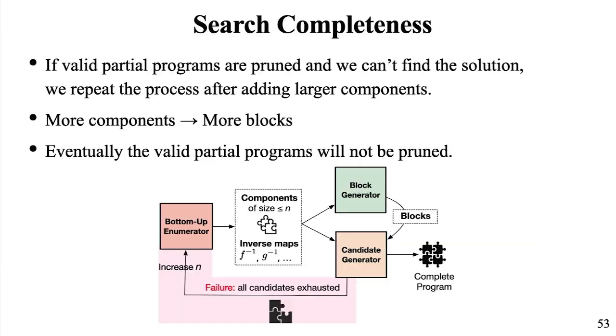Because if valid partial programs are pruned and we can't find a solution, we repeat the process after adding larger components because of this feedback loop. The more components we have, the more blocks we can synthesize. So eventually, the valid partial programs will not be pruned because blocks necessary not to prune them will be there.